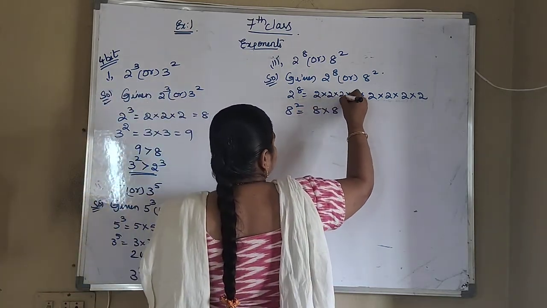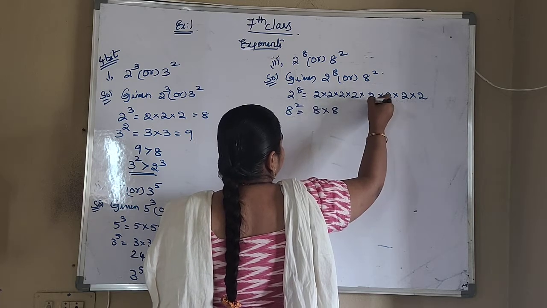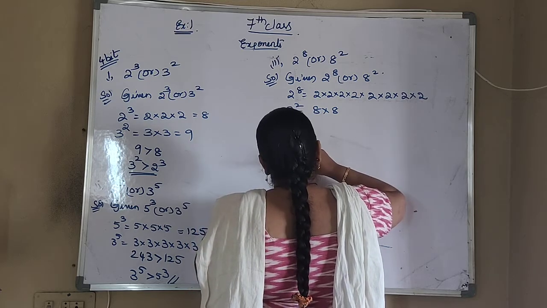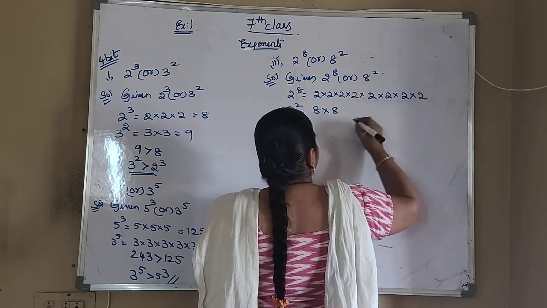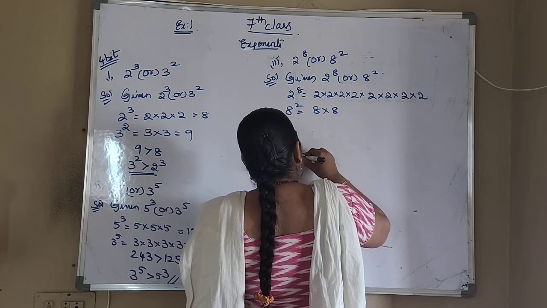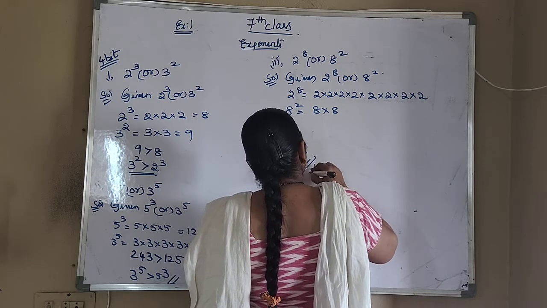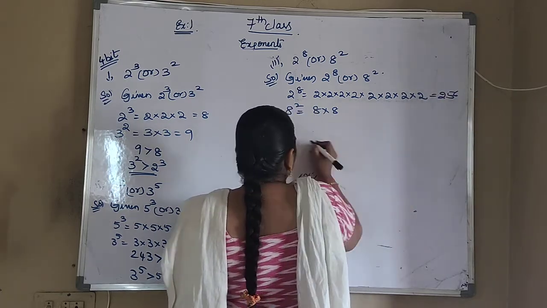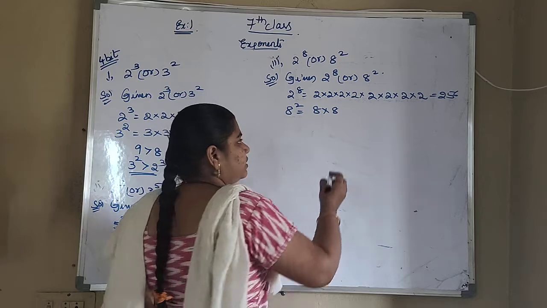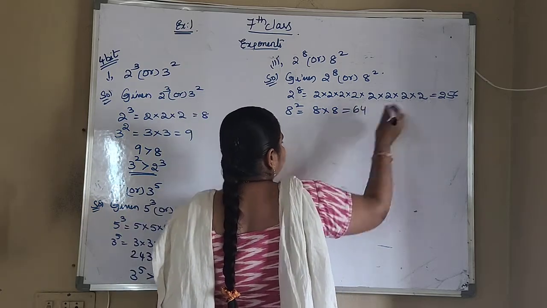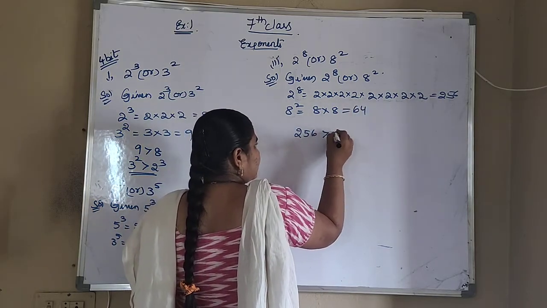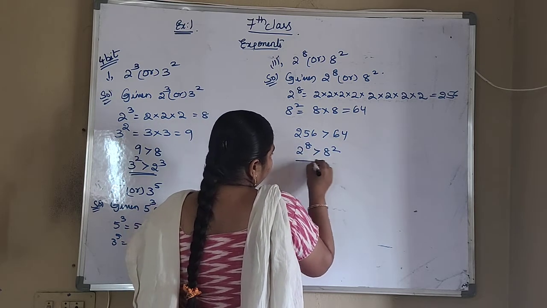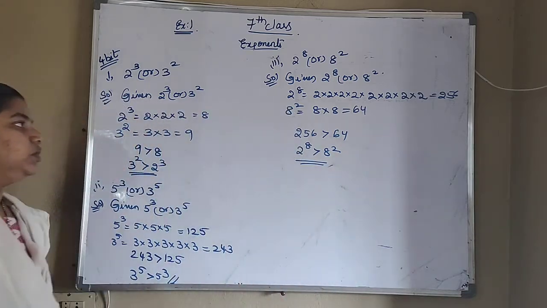2 2s are 4, 4 2s are 8, 8 2s are 16, 16 2s are 32, 32 2s are 64, 64 2s are 128, 128 2s are 256. And 8 square means 8 into 8 will be 64. So which is greater? 256 is greater than 64. That means 2 power 8 is greater than 8 square. So this is our third solution.